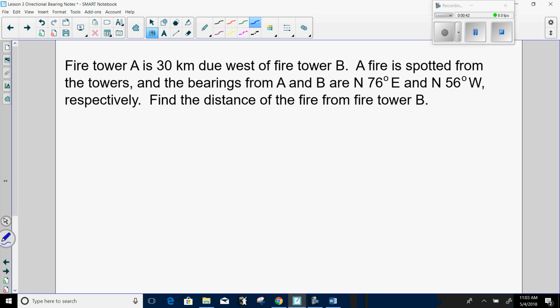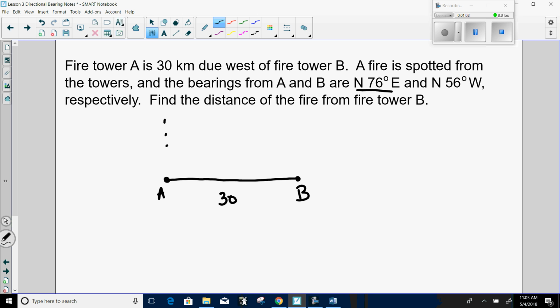So if you were to draw this, here's A, and here is B. It says it is 30 kilometers due west, so this distance right here is 30 kilometers. Now it says the fire is spotted from the towers and the bearings from A and B, respectively. So it's from A first because A is listed first.